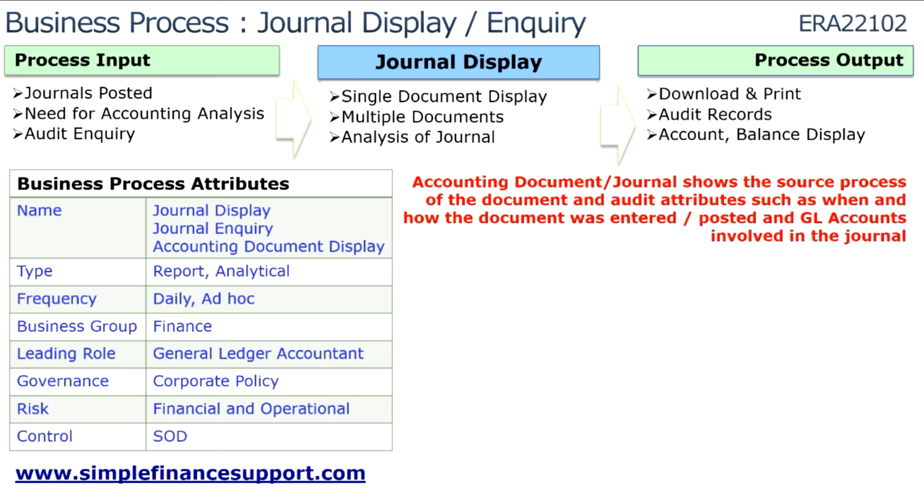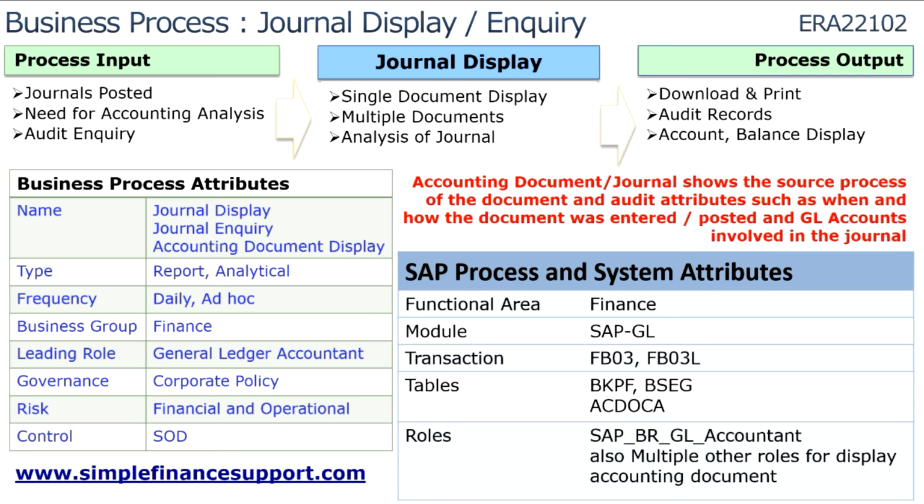These are the attributes for the business process from the process perspective. Now let's look at the SAP process and system attributes for the same business process. Functional area wise, it's finance. The SAP module is SAP GL. The transactions are FB03 and FB03L. These are the primary transactions. Of course, you can access the accounting document from multiple sources, but these are the two primary transactions to access the accounting document.